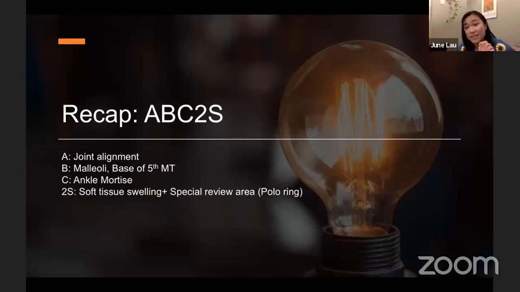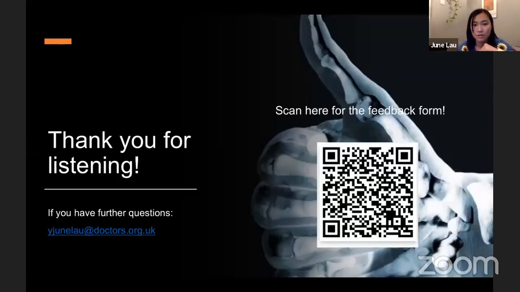And that's it. That's the end of the ankle trauma section. It's much easier. And I think the two things I want you to take away is ankle mortise and base of fifth metatarsal. Make sure you remember to look at those two things. Yeah, so I think that's the end of the talk.